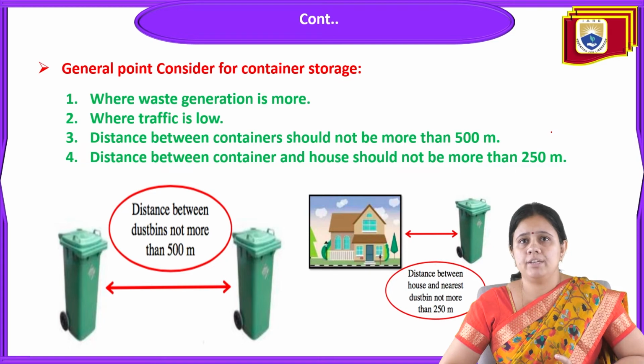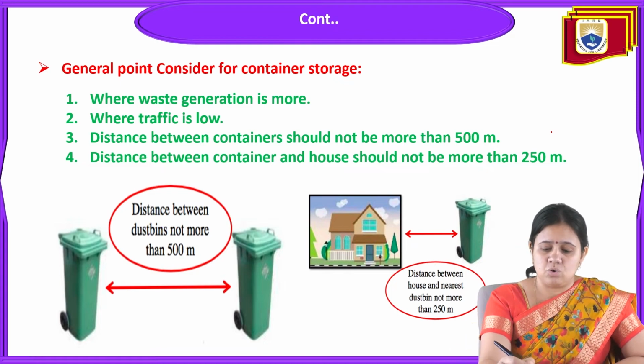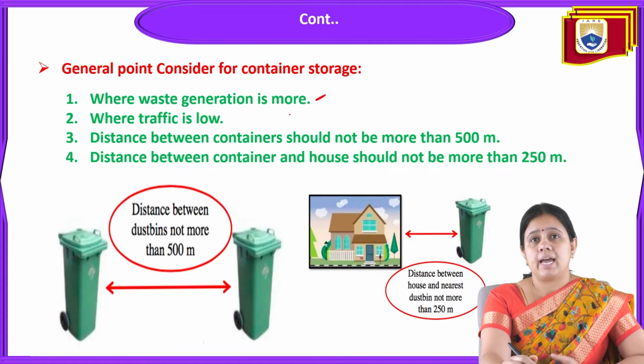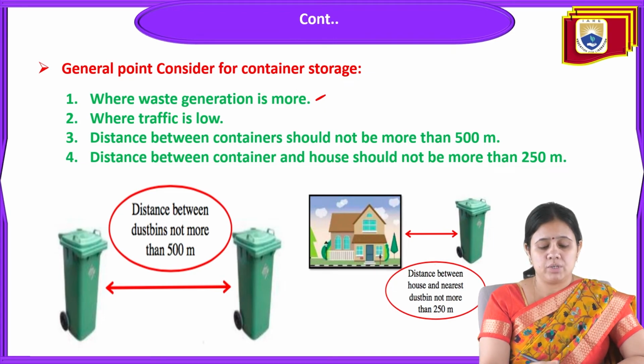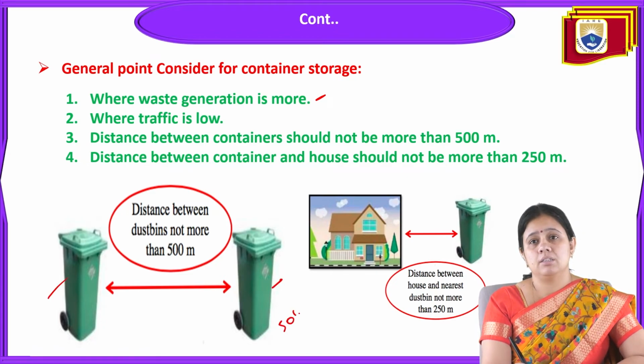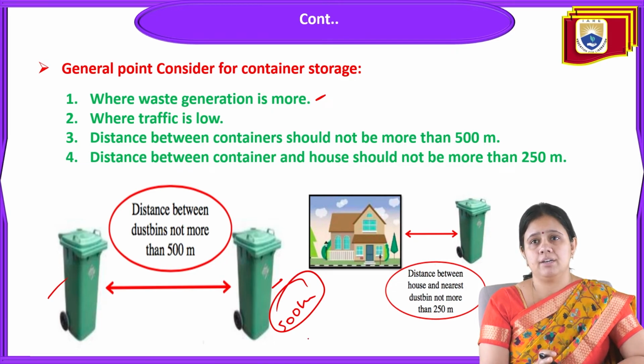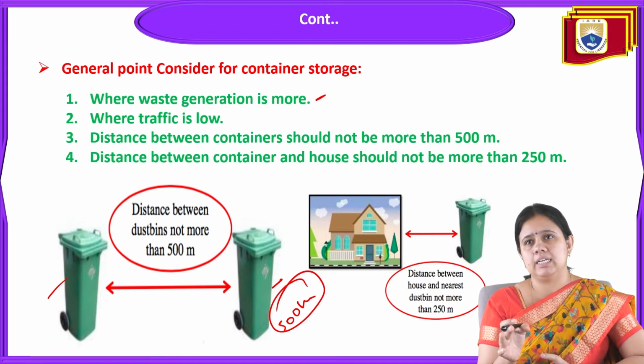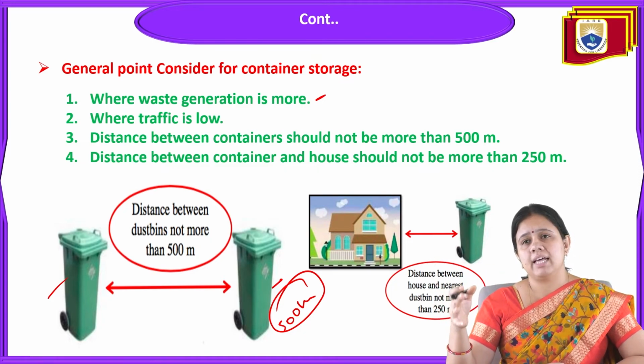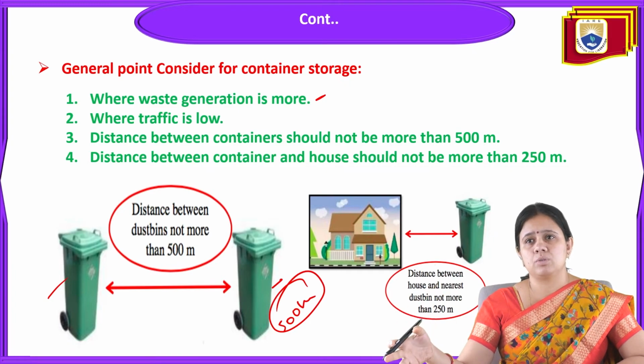The first point to keep in mind is where waste generation is more. The second point is where traffic is low. If waste generation is more and traffic is low, the distance between each container should be more than 500 meter. You can see the distance between two containers should be 500 meter. This must be followed, because 500-meter distance is important for placing two containers, and the distance between the house and the container should not be more than 250 meter. Then the person can go to that place and dispose of their garbage in that container.